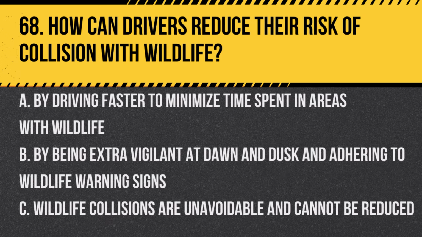Question 68. How can drivers reduce their risk of collision with wildlife? A. By driving faster to minimize time spent in areas with wildlife. B. By being extra vigilant at dawn and dusk and adhering to wildlife warning signs. C. Wildlife collisions are unavoidable and cannot be reduced. Answer: B. By being extra vigilant at dawn and dusk and adhering to wildlife warning signs. These are peak times for wildlife activity.